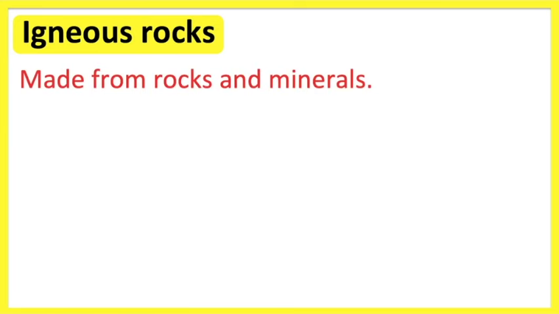Metamorphic rocks. Metamorphic rocks are formed when igneous or sedimentary rocks are heated at a high temperature and then compressed under great pressure. The high temperature and pressure causes the rocks to change into other types of rocks. This process takes a very long time. An example of a metamorphic rock is marble. Marble originates from limestone.